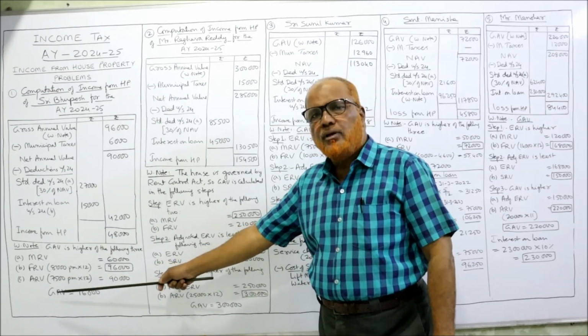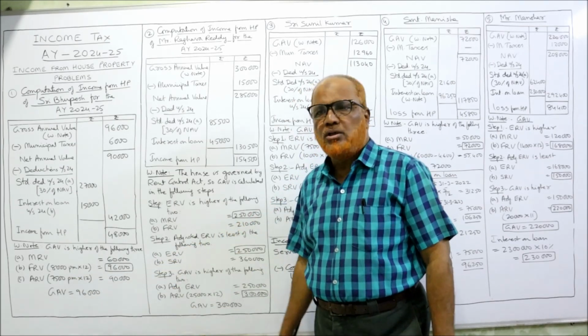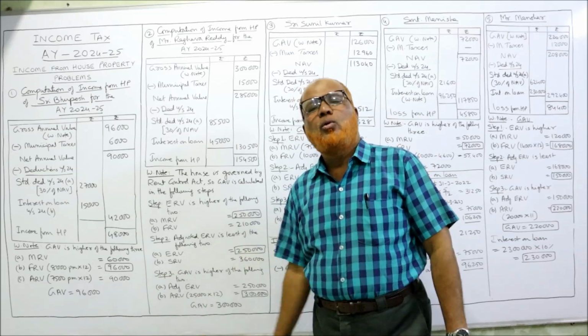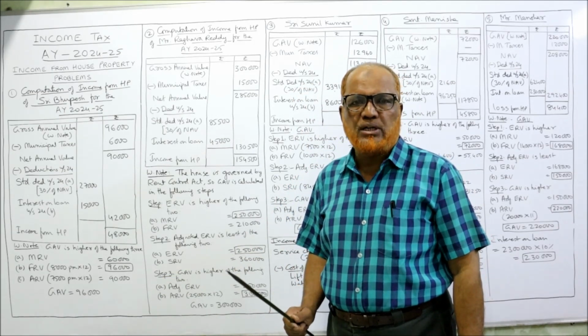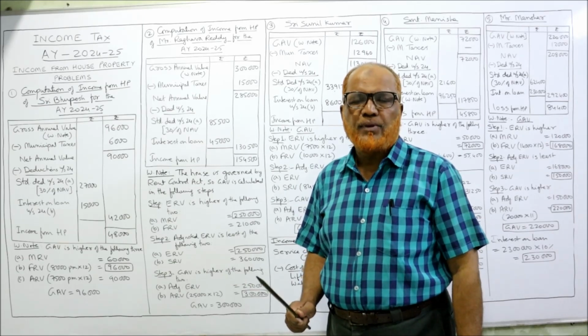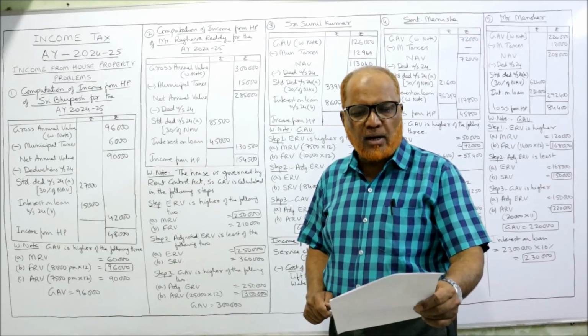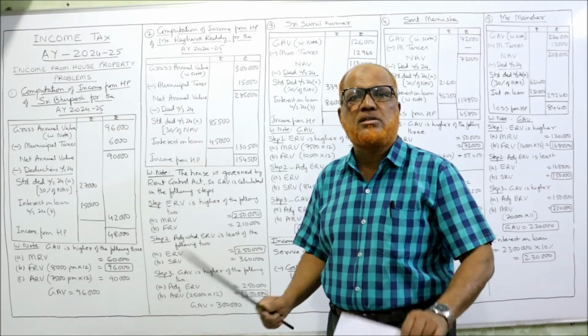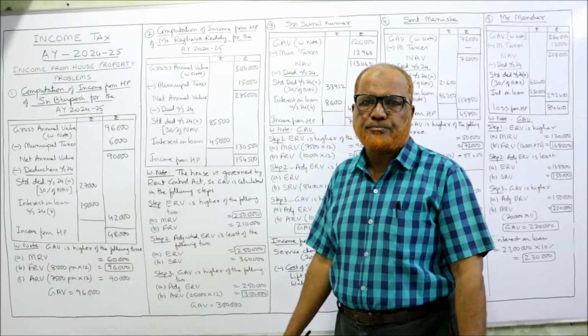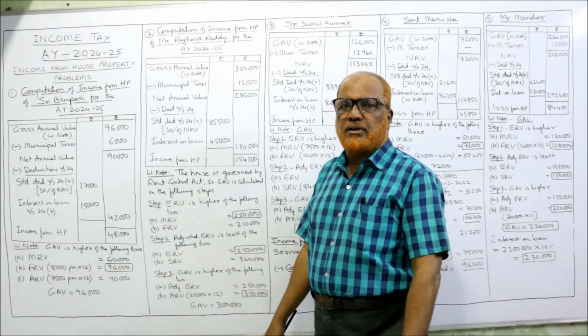But here in the examination you have to write a note. This is note number 1. Then note number 2. No deductions are allowed under section 24 regarding insurance, ground rent, repairs or collection charges. You must give the note. That's it. First problem completed.